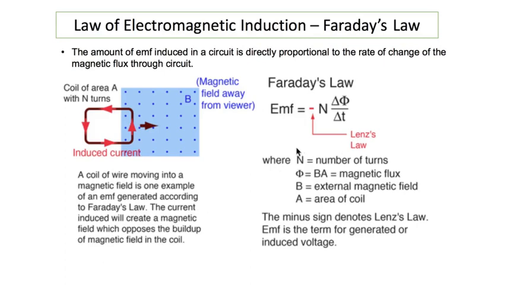There is another formula for the calculation of magnetic flux, which is phi equals BA, B meaning the external magnetic field, while A equals the area of the coil. That is all, and I'll be using a simulation to show how Faraday's law works.